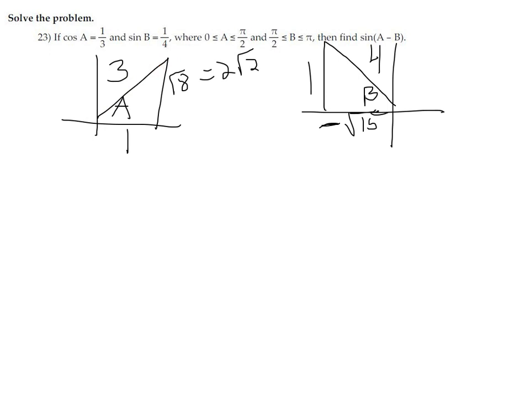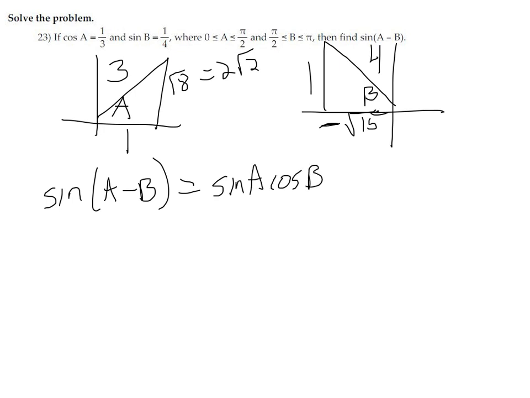Alright, we now have our angles set up, so we can now go to what they're asking for, sine of A minus B. Alright, now sine of A minus B, the formula is sine of the first, cosine of the second, opposite symbol or same symbol. For sine it's the same, so minus, and then cosine of the first, sine of the second.